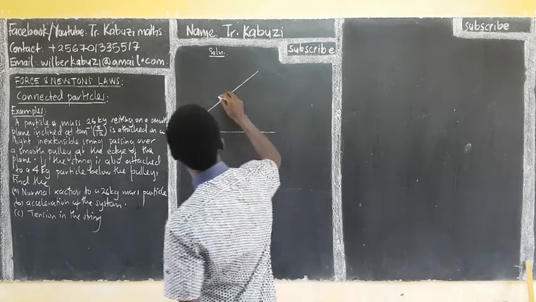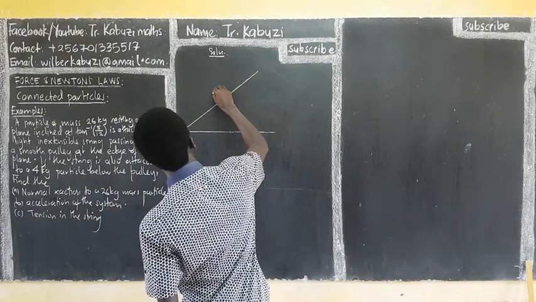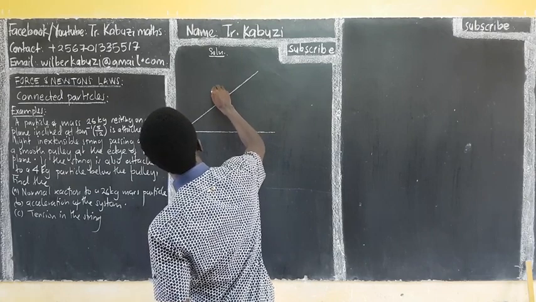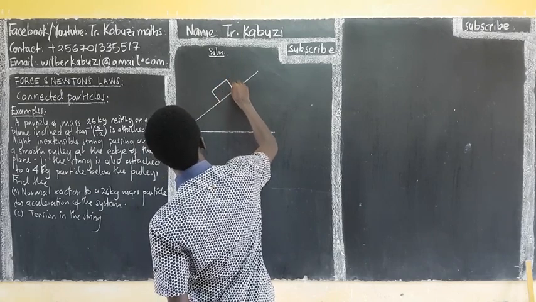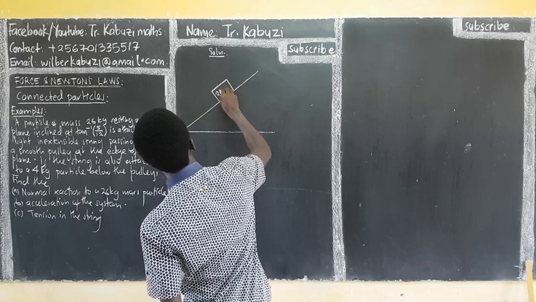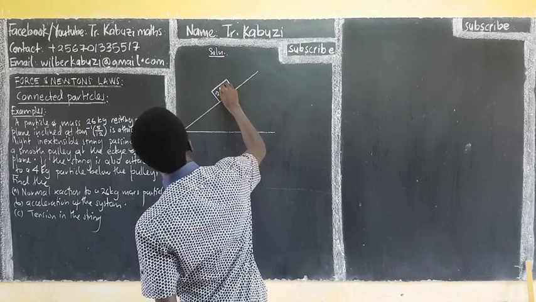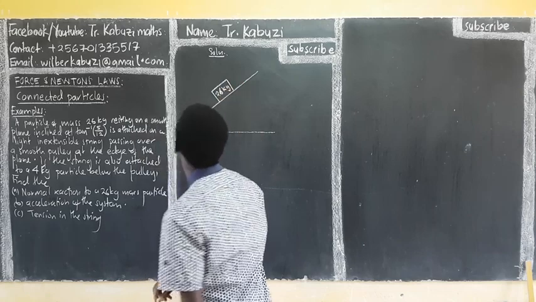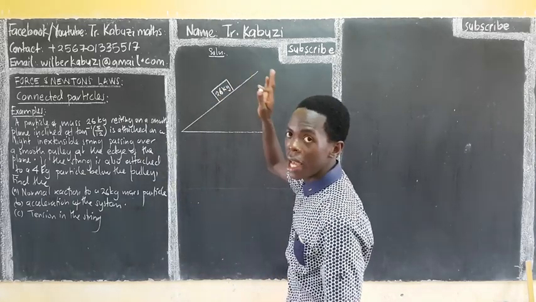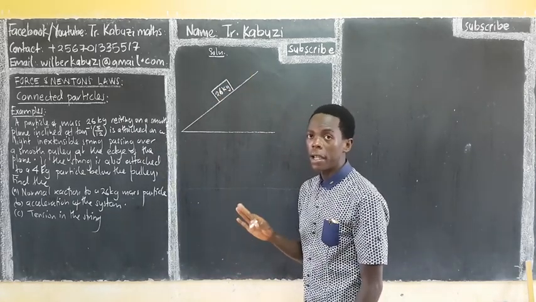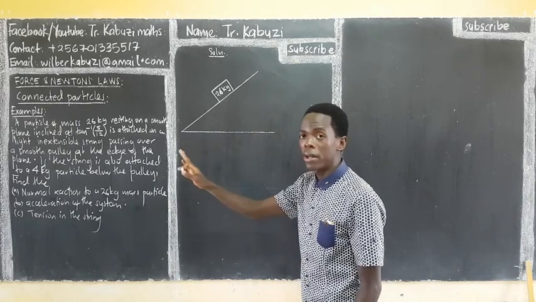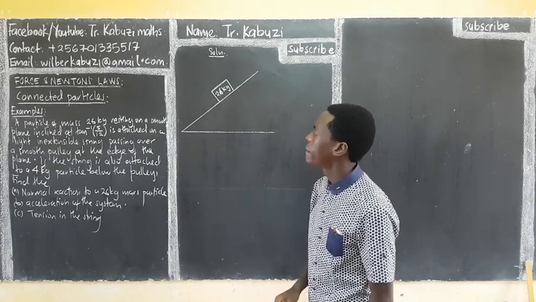Now, we start by putting our particle there. Our particle is here. It has a mass of 26 kilograms. Okay, resting on a smooth plane. The moment you hear the word smooth, you know that we don't have any friction on this plane. So this is going to be moving freely.